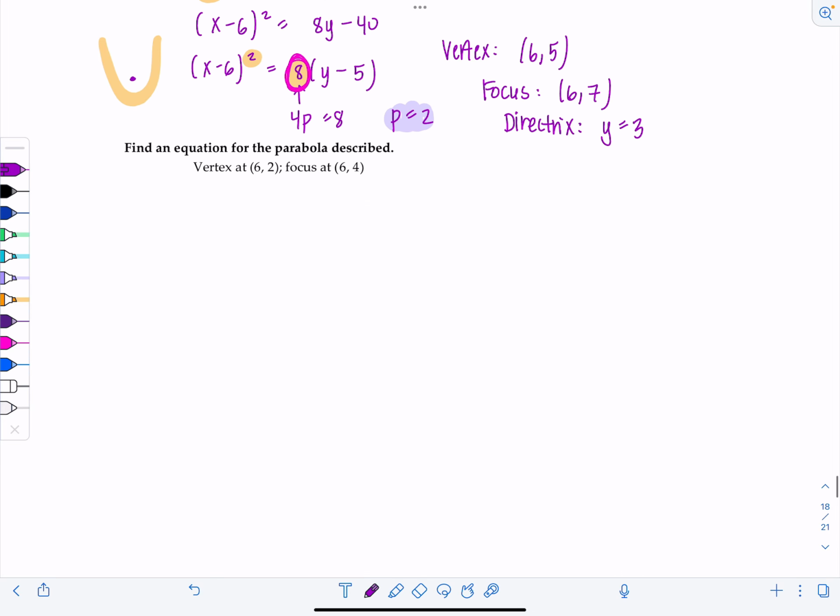Find an equation for the parabola described. Vertex is at 6, 2, focus is at 6, 4. So I know h, k.